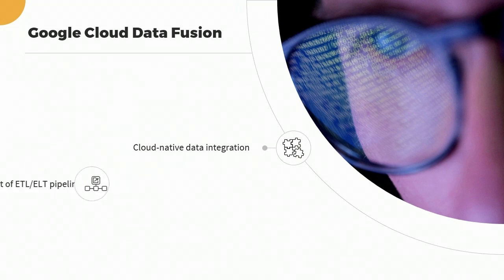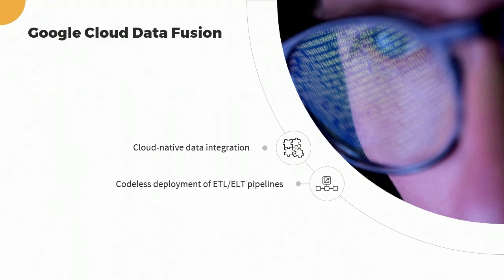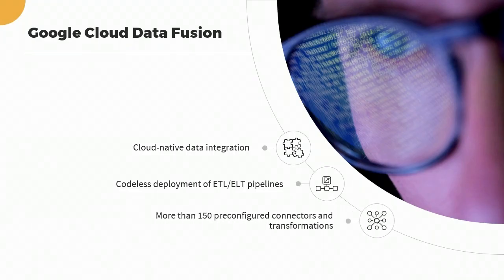And then a couple more that I want to discuss here is Data Fusion. Google Data Fusion is really powerful. This is another fully managed cloud-native data integration tool that's used at any scale, either small data or big data. It is a codeless deployment of ELT or ETL pipelines, so it's very low code. And there's more than 150 pre-configured connectors and transformations that we can use here.